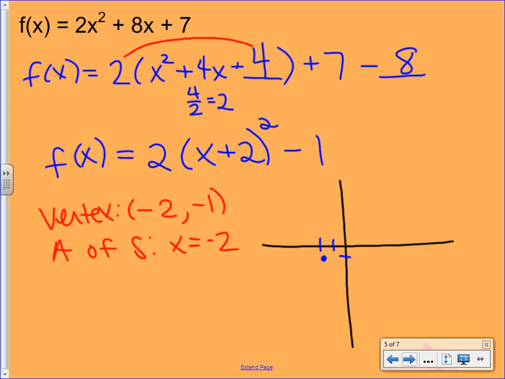So our parent function usually has our vertex at 0, 0, and points at 1, 1, and negative 1. But those have to be stretched by 2. So instead of over and up 1, we're going to stretch them by 2. So we now have a skinnier parabola. Ooh, that was bad. And here is our axis of symmetry.